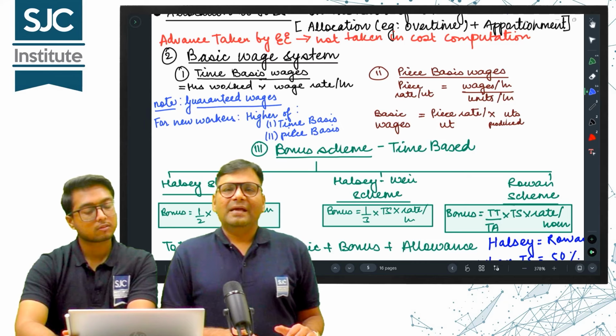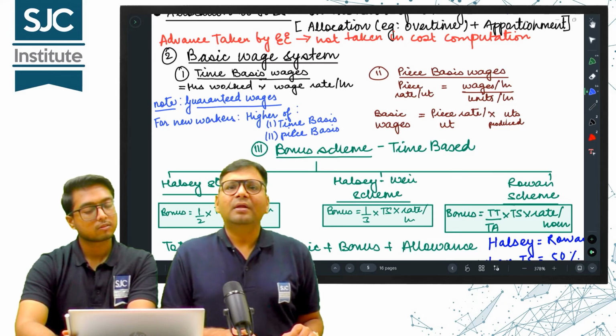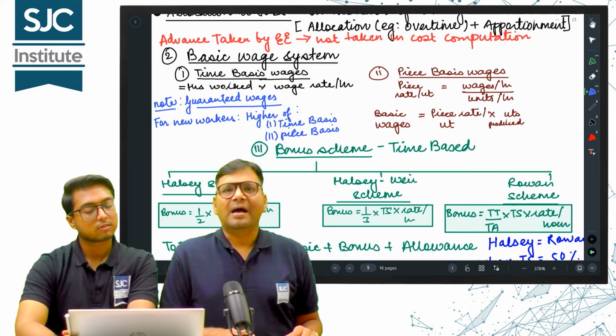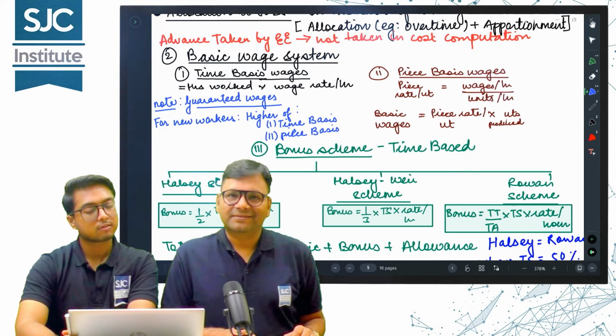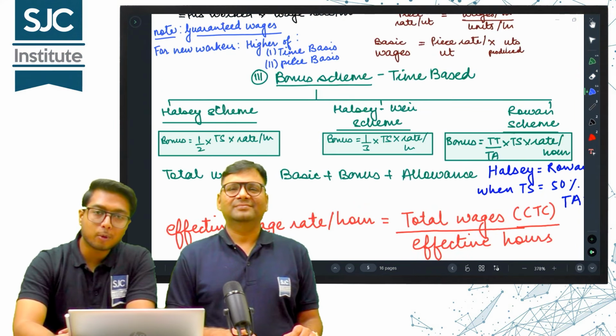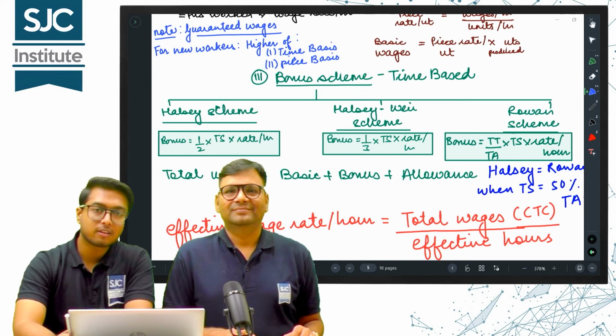There is another system called guaranteed time system, which is usually for new workers who are unable to produce more output as expected. So the company here guarantees higher of wages under time basis and piece basis. Now let's move to bonus scheme computation, which is on time basis. So here are 3 methods of bonus computation.